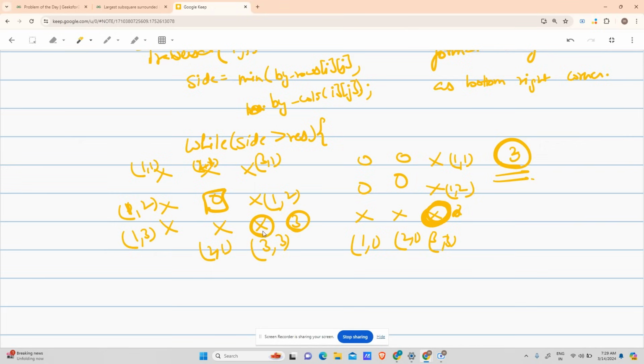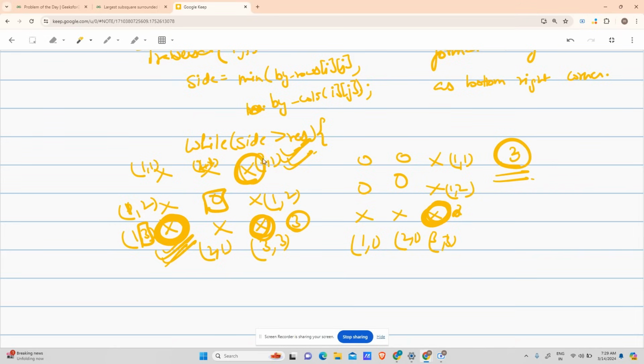So if I want a side of 3, I will see 1, 2, 3. I will check it here, right? I want a side of 3. So for 3, its vertical should also be 3, right? If this is a side of 3, its vertical should also be 3. Okay. Find the vertical of 3. It is 3. Okay. Now, for this to be 3, this should be true, and this should be true.